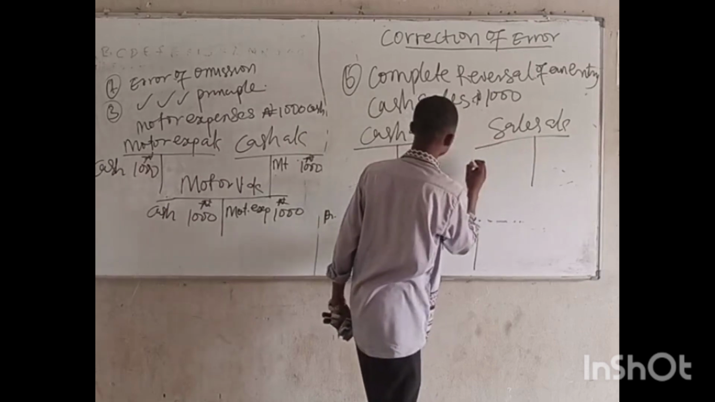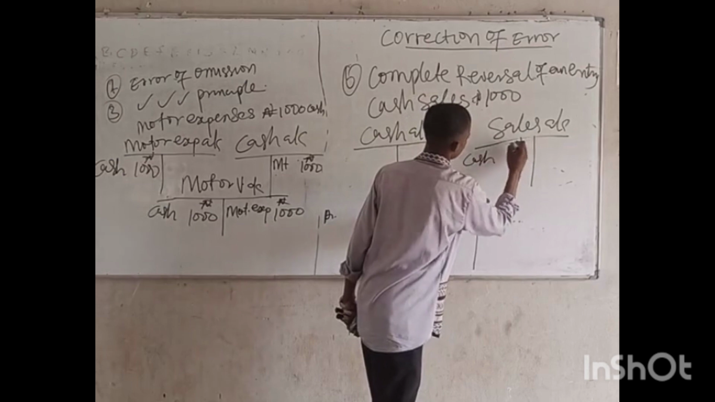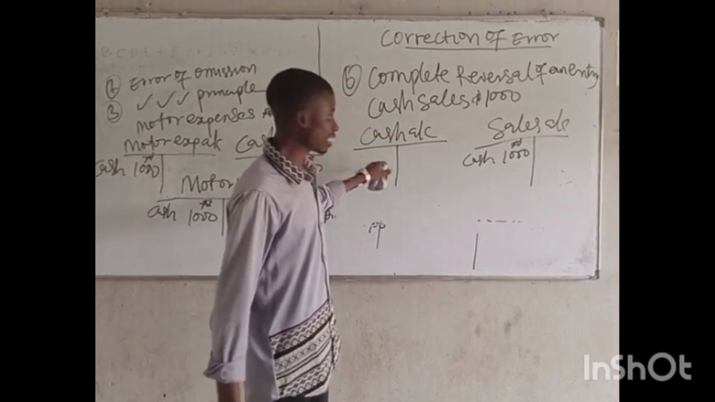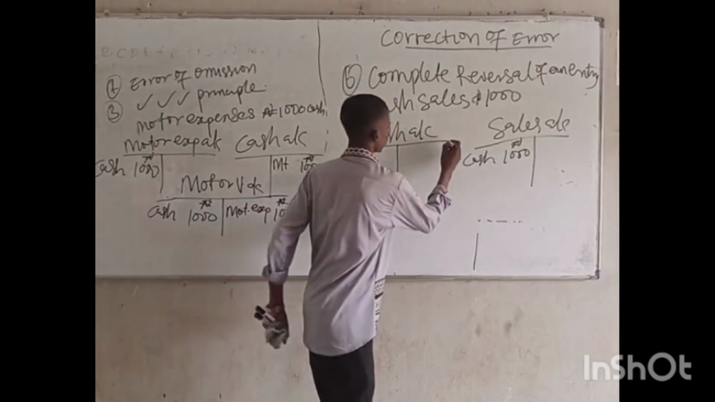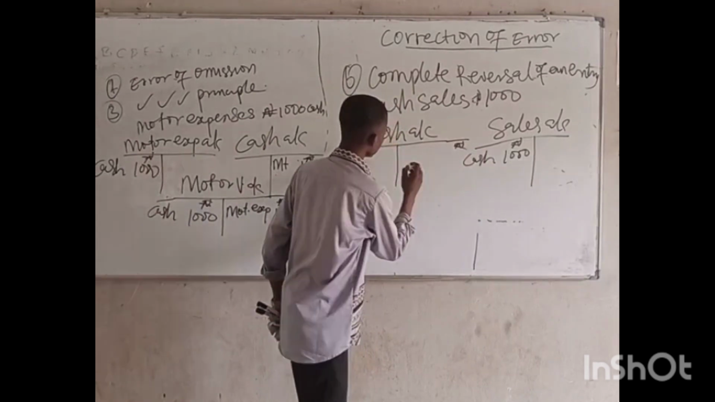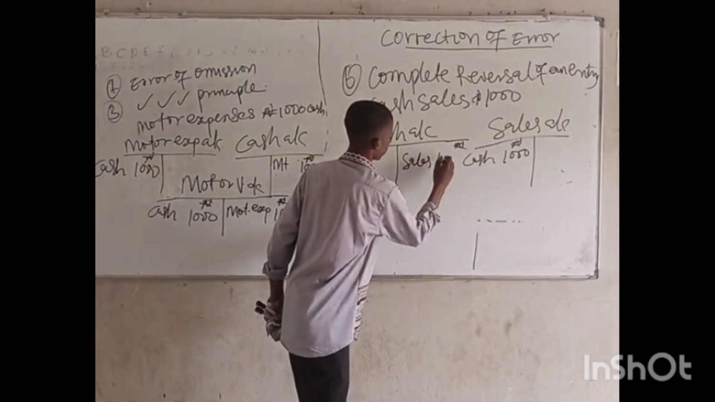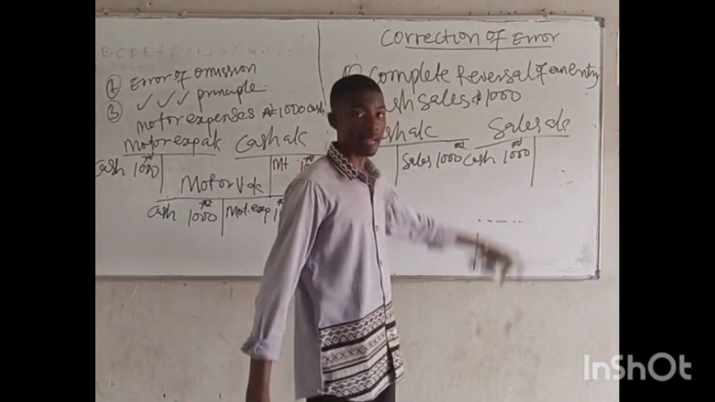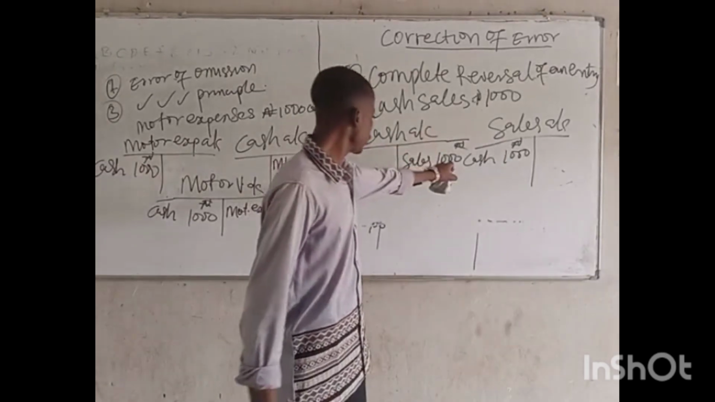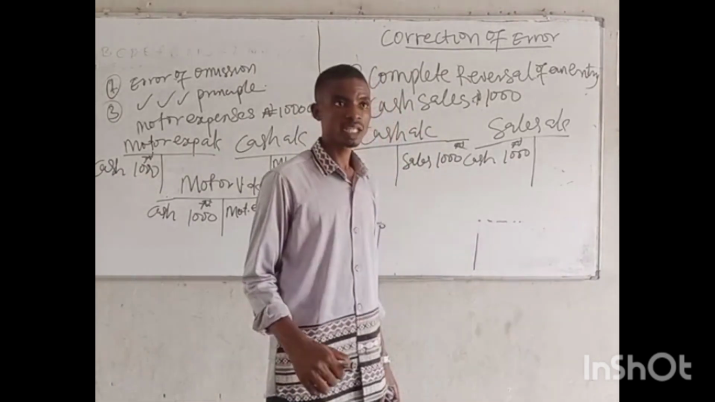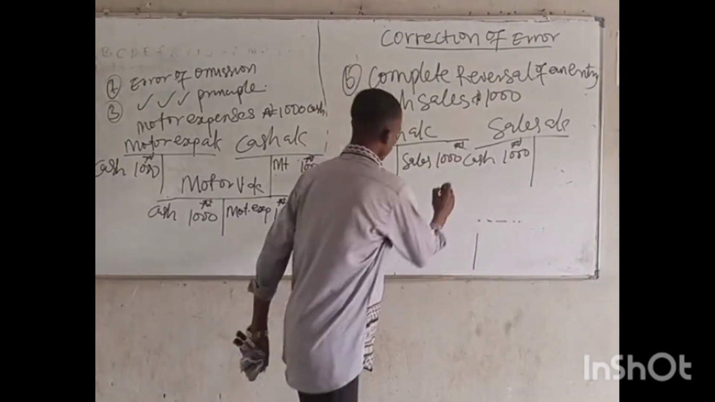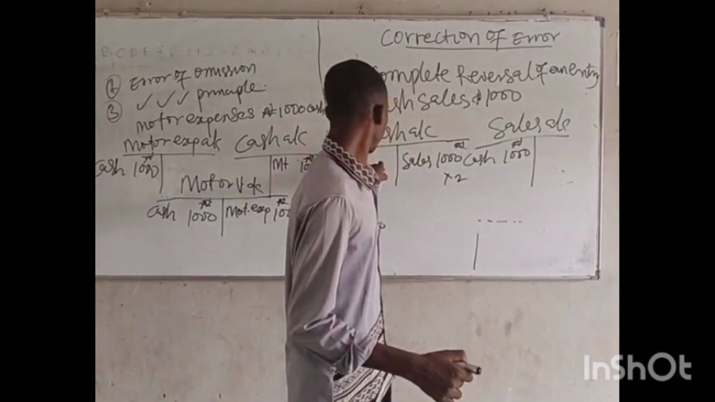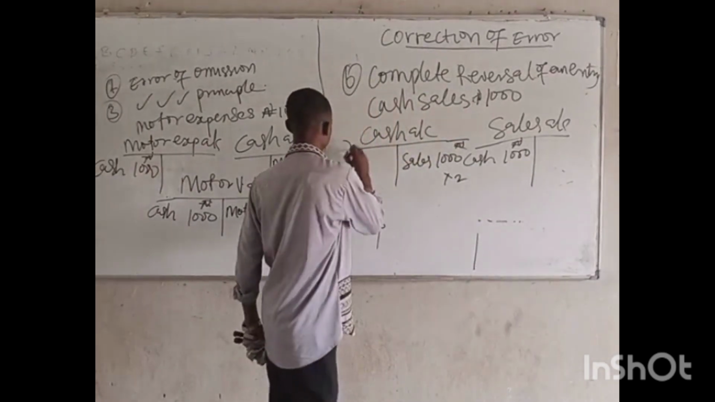So it was debited in the name of cash, 1,000 naira. And coming over to the cash account that's supposed to be debited, it was credited in the name of sales, 1,000 naira. For you to correct this type of error, you have to multiply this figure by 2. So as it is 1,000 now, you multiply it by 2, it becomes 2,000 naira. And then you now record it in the opposite side, the debit side.